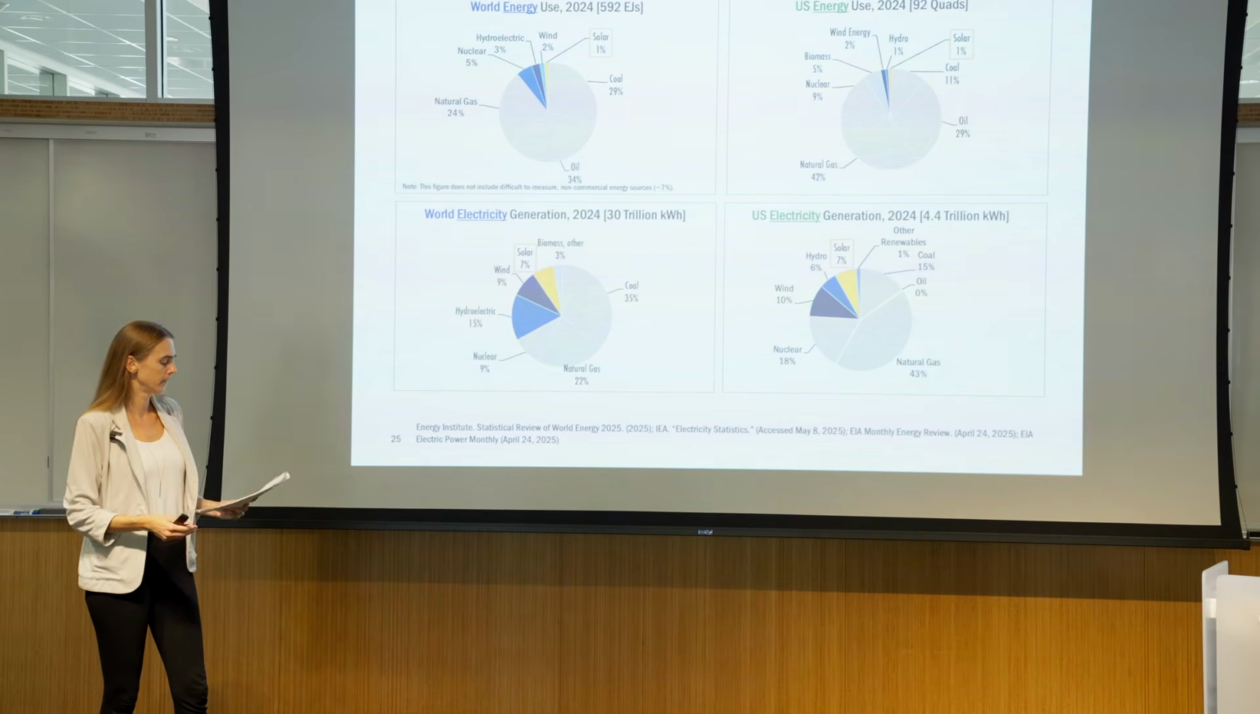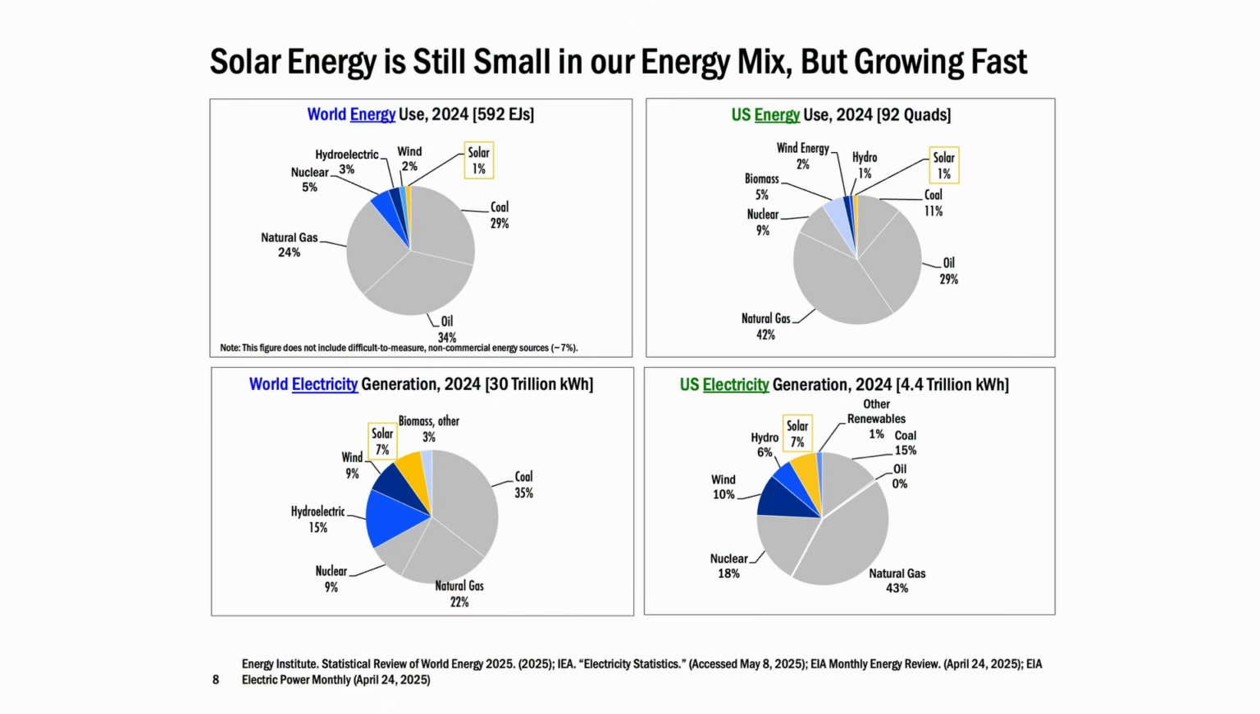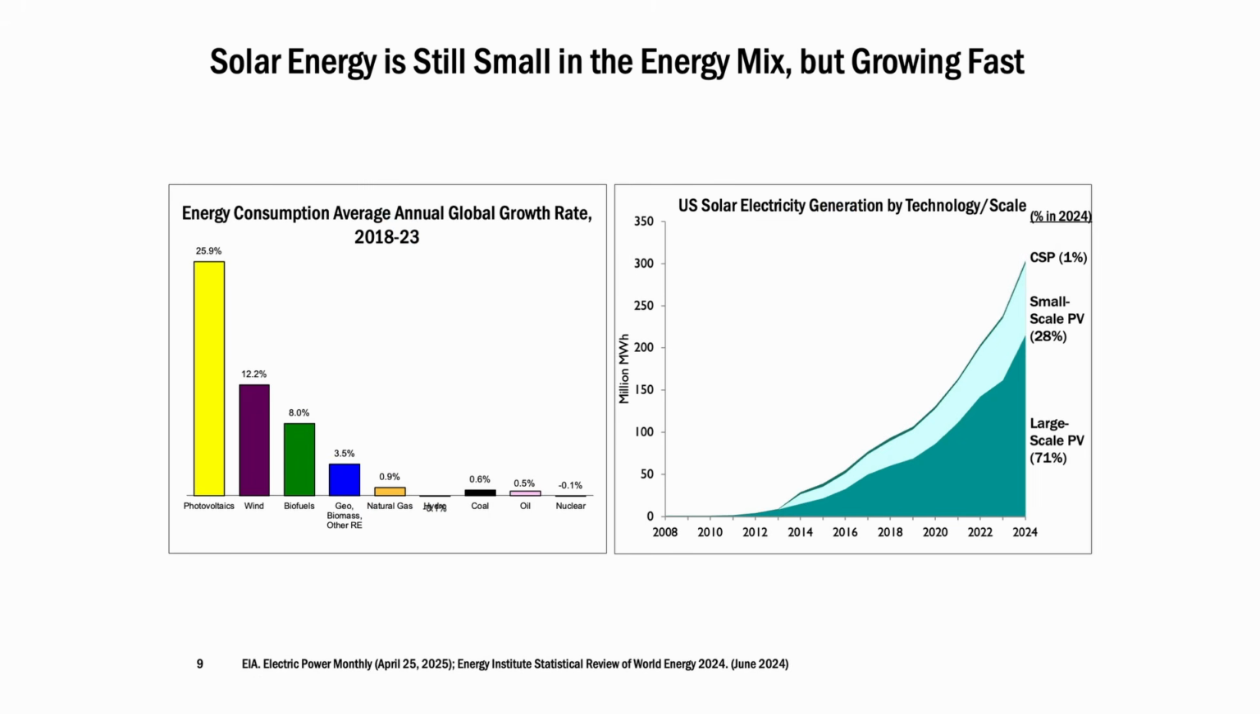But as we talked about before, solar is a relatively small portion of our energy mix. It's becoming more and more significant in our electricity mix, but it is the fastest growing energy resource worldwide. Here you see global growth trends of different electricity or energy resources, excuse me. And on the right here, you've got the growth of solar in the US electricity mix broken out by large scale, small scale, and concentrating solar power.